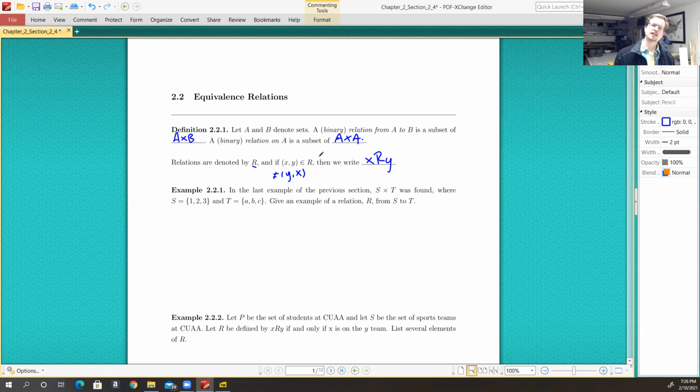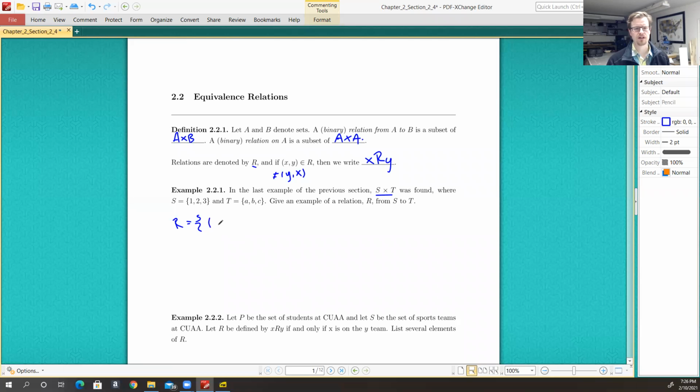All right. So in the last section, we took a look at an example of finding a cross product where set S was 1, 2, 3 and set T was A, B, C. So we already found all possibilities of combinations of elements from S and elements from T. So let's give an example of relation R from S to T, which just means that the first element in our ordered pair comes from S, and the second comes from T. So there are a lot of options. We could make it pretty simple. We could make it somewhat complex.